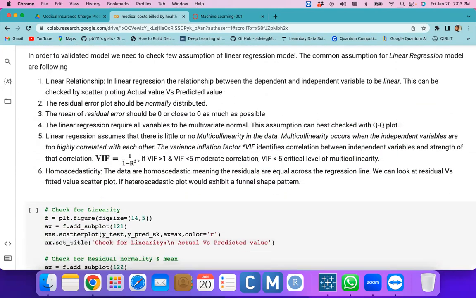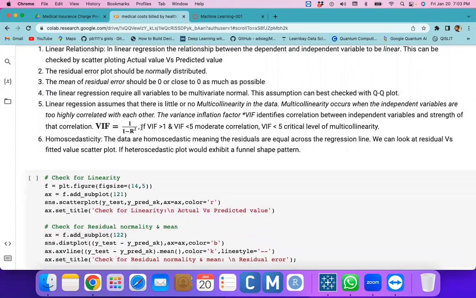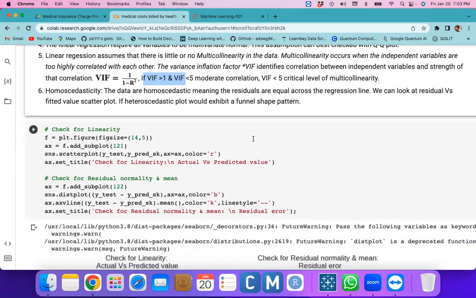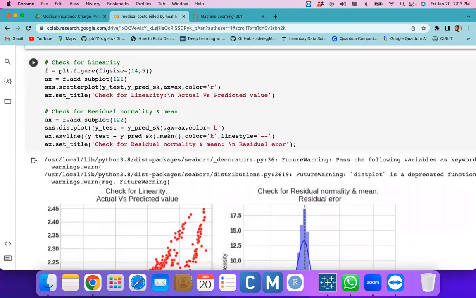So this is the model evaluation. Now I would like to go for validating the model. If we have a VIF value that is more than 5, that means there could be more multicollinearity. If the VIF value is in between 1 to 5, that is moderate correlation. And if the VIF value is more than 5, that means there could be high multicollinearity. Those things we can check here.